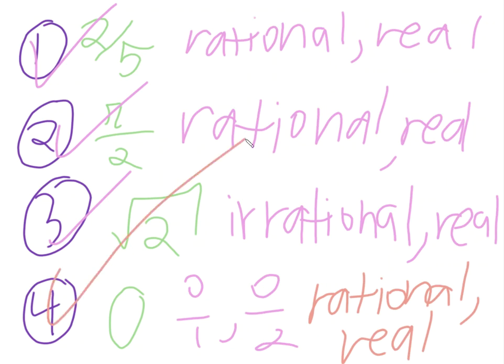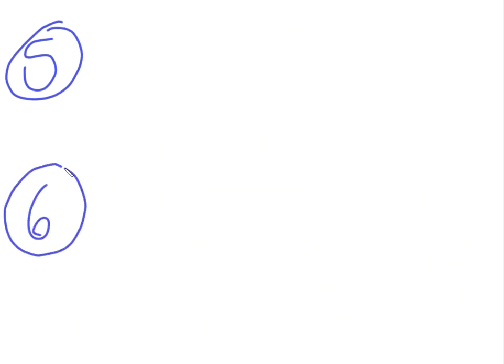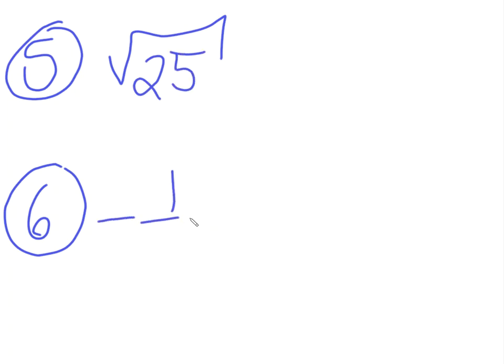Okay, let's go over 2 more examples before we end for today. Okay, so let's do 5 and 6. Let's do the square root of 25 and -1 over 3.